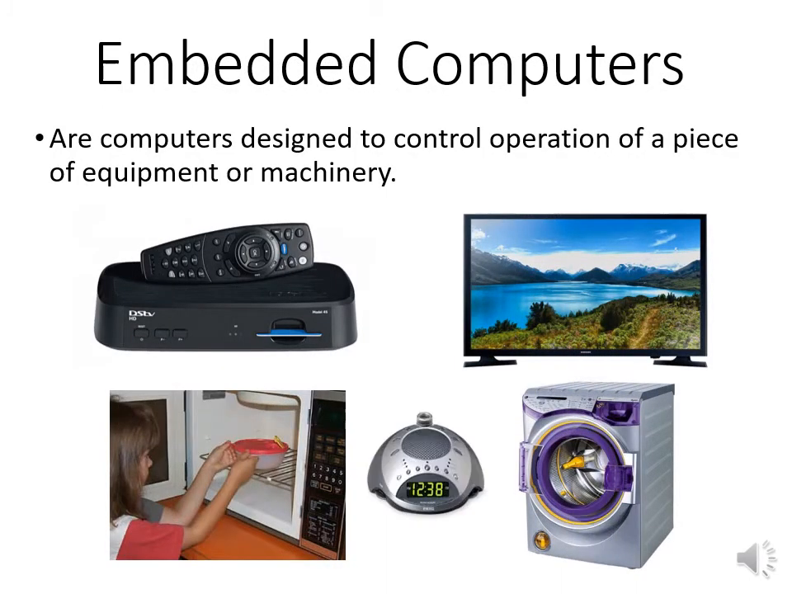Embedded computers are computers that are designed to control the operation of a piece of equipment or machinery. For example, to control a decoder, a remote control, a television set, a microwave cooker, a clock radio, or a washing machine. These are examples of items that we will find in a typical household.